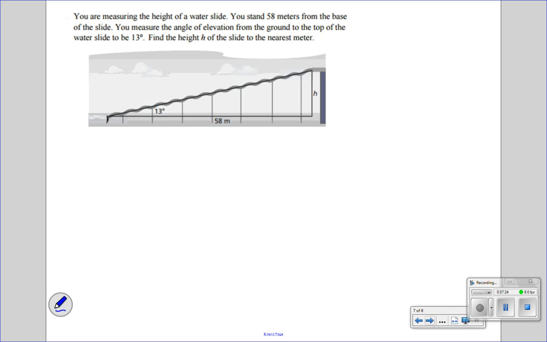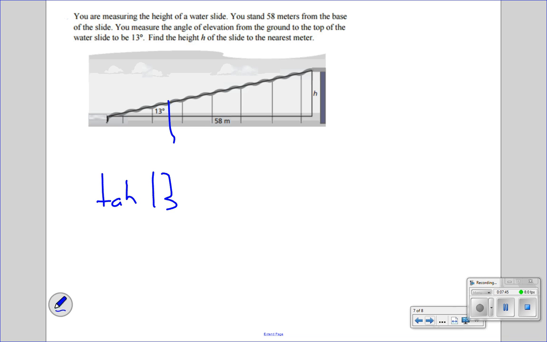Alright, our last problem here is a word problem. You're measuring the height of a water slide. You're 58 meters from the base of the slide. You measure the angle of elevation from the ground to the top of the water slide to be 13 degrees. So our angle of elevation is from a flat straight line going up, which is why this is our 13-degree angle. So, to find the height, we're going to use the tangent of 13.